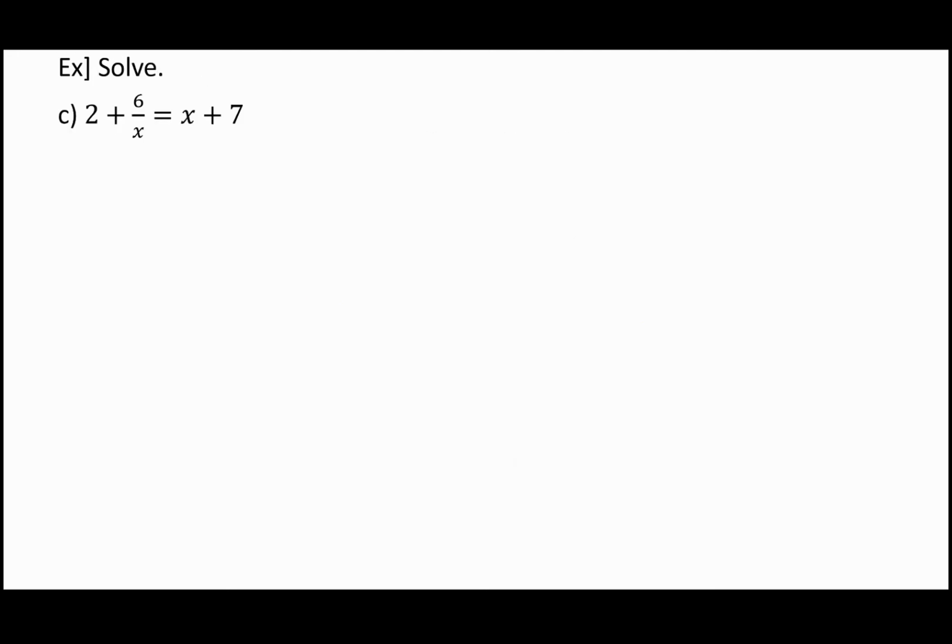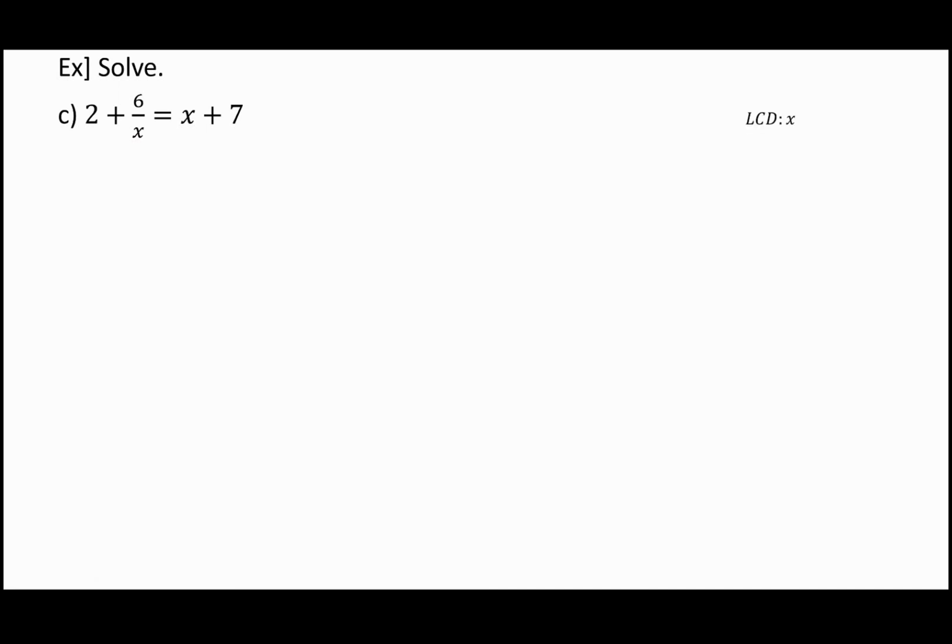Now we have an instance in which we definitely need to check our, what's it called, to see if our solution is viable, because x cannot equal what? 0, right? Because if we have x equaling 0, then this rational expression is going to be undefined. So we want to make sure that we're not going to get a value of 0 for our final answer. But let's determine what the LCD is first.